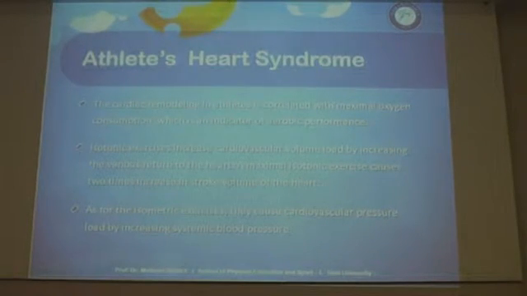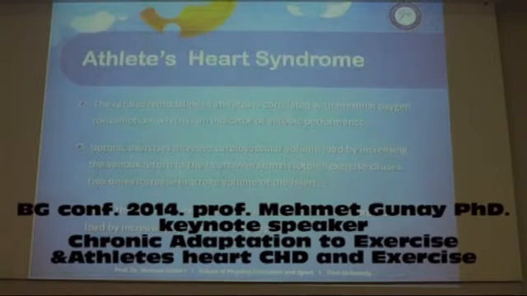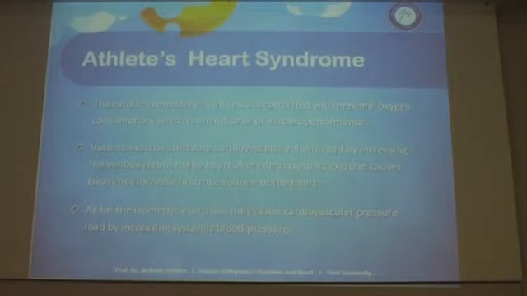The cardiac remodeling in athletes is correlated with the aerobic capacity or aerobic power of athletes. In isotonic exercise, we increase cardiovascular volume growth by increasing venous blood return to the heart. A maximal isotonic exercise causes a 2 times increase in stroke volume of the heart. As for the isometric exercises, they cause cardiovascular pressure load by increasing systemic blood pressure.